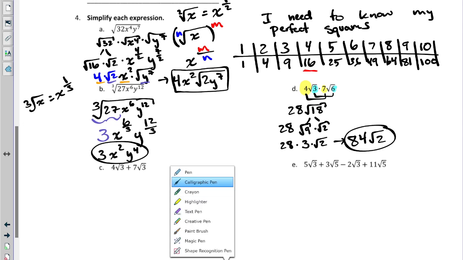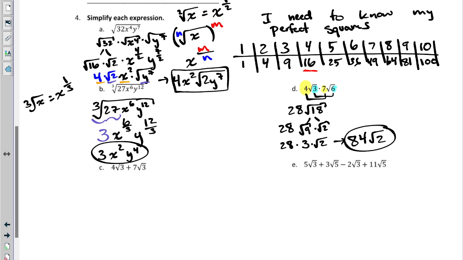Well, if we're adding or subtracting, like we do in C and E, we need to know that we can only add like terms. We can only add and subtract like terms. Normally, a like term is like things with X in them. But in this case, a like term is anything that has the same radical attached to it.